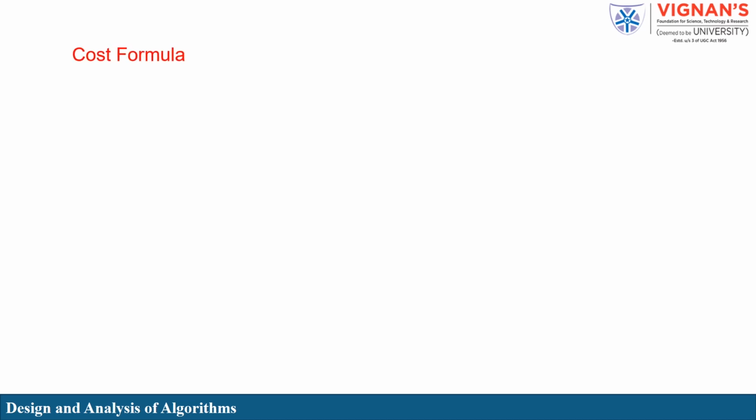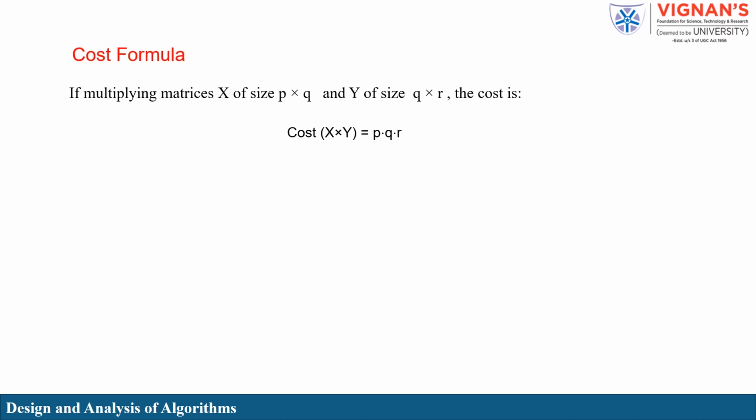Cost formula. When we multiply two matrices, say matrix X of size P by Q and matrix Y of size Q by R, the total number of scalar multiplications required is P multiplied by Q multiplied by R. This formula helps us calculate the cost of each multiplication step.